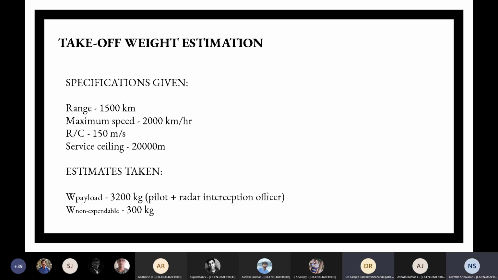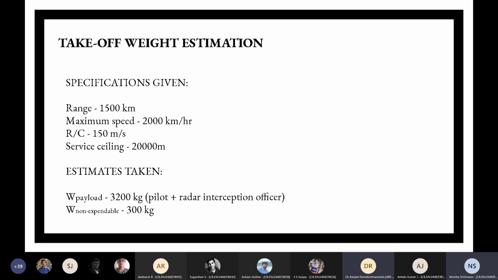These are the specifications which were given by Sir once we finished the initial design review, and these are the estimates which we have taken. The pilot and radar should come in the non-expendable part. The expendable payload includes missiles and maybe bombs if we have accommodated for that as well.